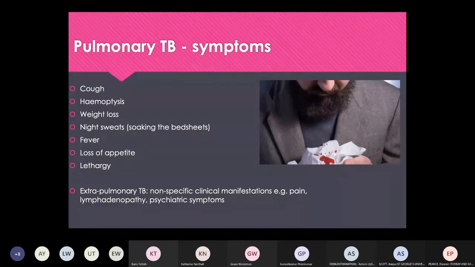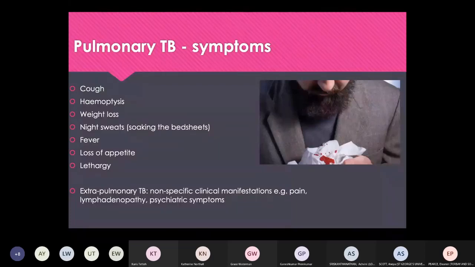And then we won't go into loads of detail about extrapulmonary TB. I have got some slides and a little bit about that, but it's quite non-specific symptoms in other areas of the body. So pain, swollen lymph nodes, or if it's within the brain, you can get all sorts of strange psychiatric symptoms from it as well.